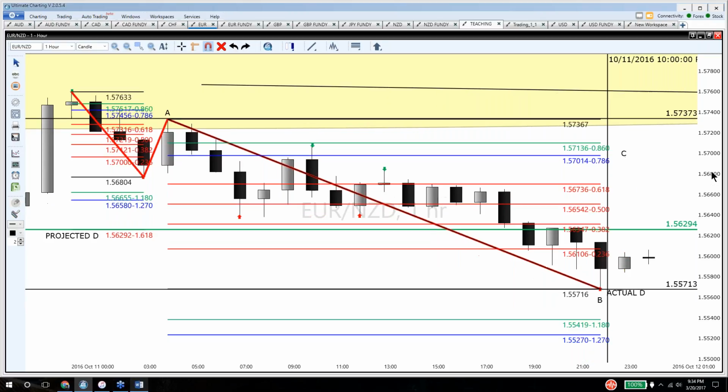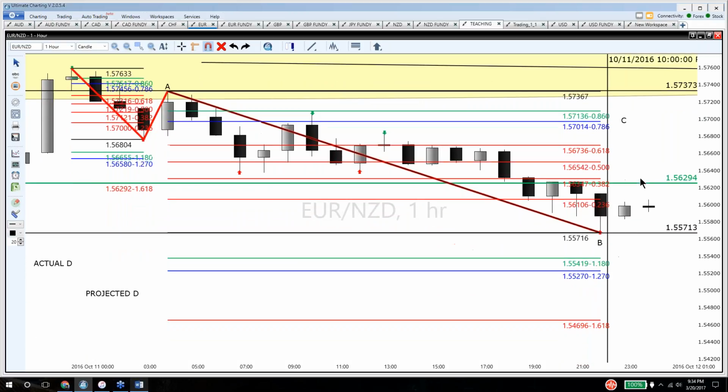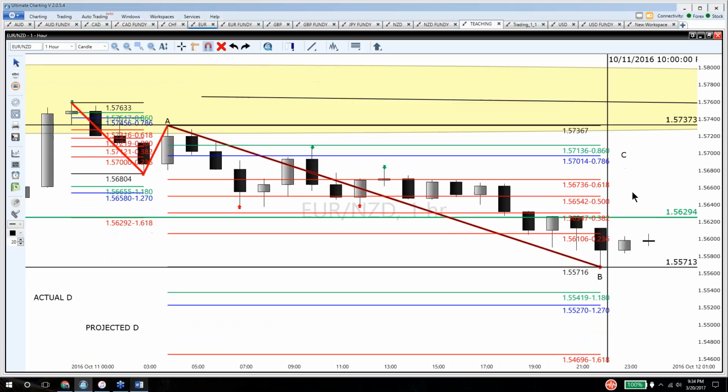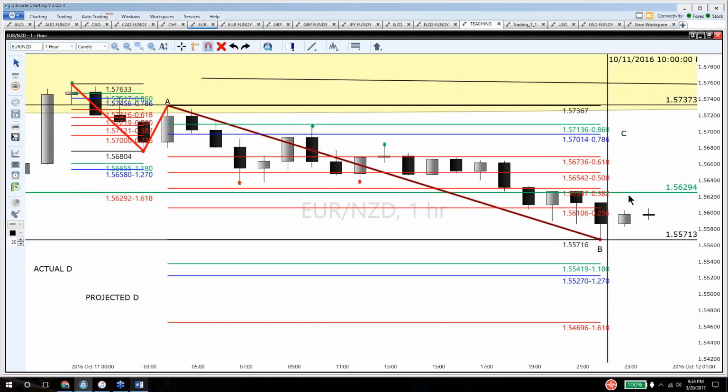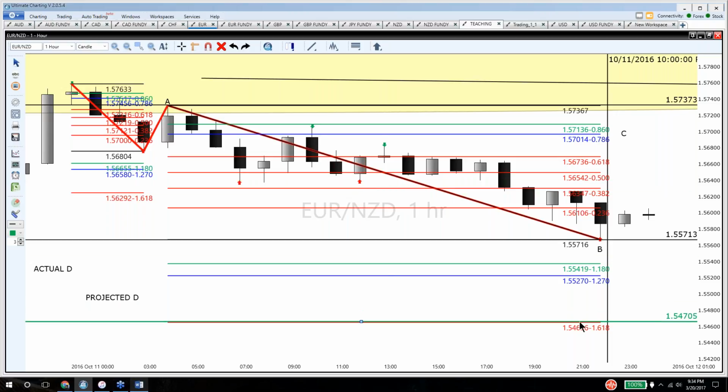By default, since there are so many red levels, it's just by sheer probability, right? It's more likely that this market is going to make its way toward the 1.618 D extension. So by default, what you will usually see me do is, if I have my target line, I'll place that target line at the 1.618. Okay, just usually you will see me do that.